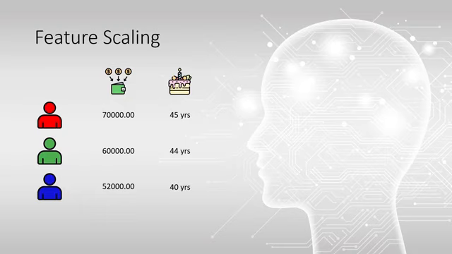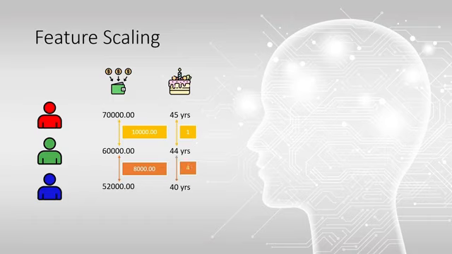We are going to talk about it here to show the importance of feature scaling. If you would like to pause this video, please go ahead and try to see, would you group the green person with the red person, or would you group the green person with the blue person? Now let's have a look at it together. Let's look at the differences. The difference here in salary is 10,000 and here it is 8,000. And in terms of age, the difference between the green and the red person is 1 year, and between the green and the blue person is 4 years.